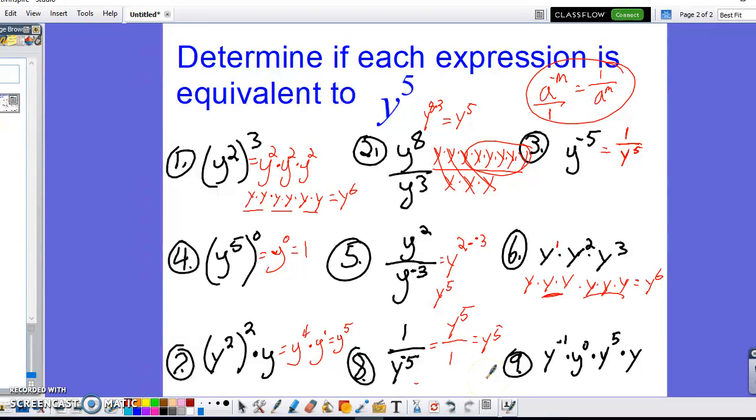And number 9, go ahead and add your exponents along the way. So -1 plus 0 plus 5 plus a 1 right here. And we end up with y to the fifth. -1 and 1 is 0, so these two become 0. 0 and 5 all adds up to 5.